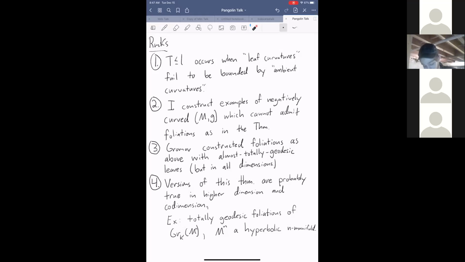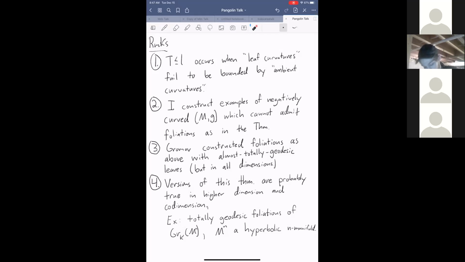So what would the higher dimensional examples be? What would the model cases be? If you just have a hyperbolic n-manifold, then you can look at the Grassmann bundle of tangent k-planes to it, in the same way as we've been looking at GR2 of M for this whole talk. And this will also have a natural totally geodesic foliation, by immersed k-dimensional totally geodesic planes and lifting those by their tangent planes, right?